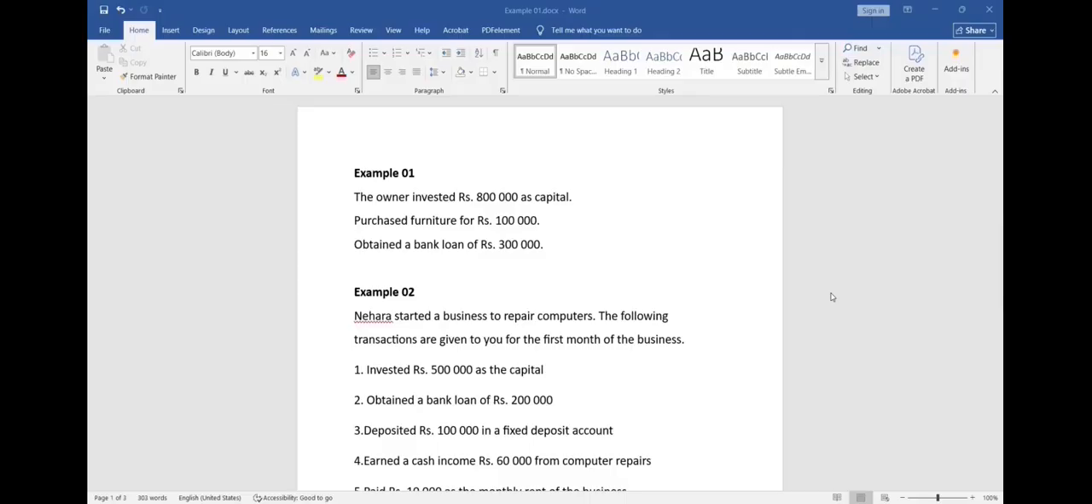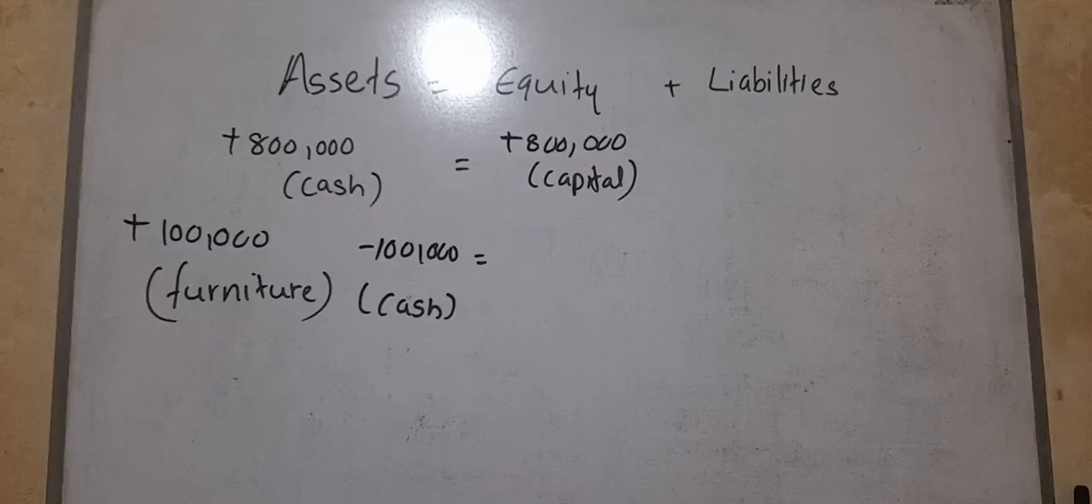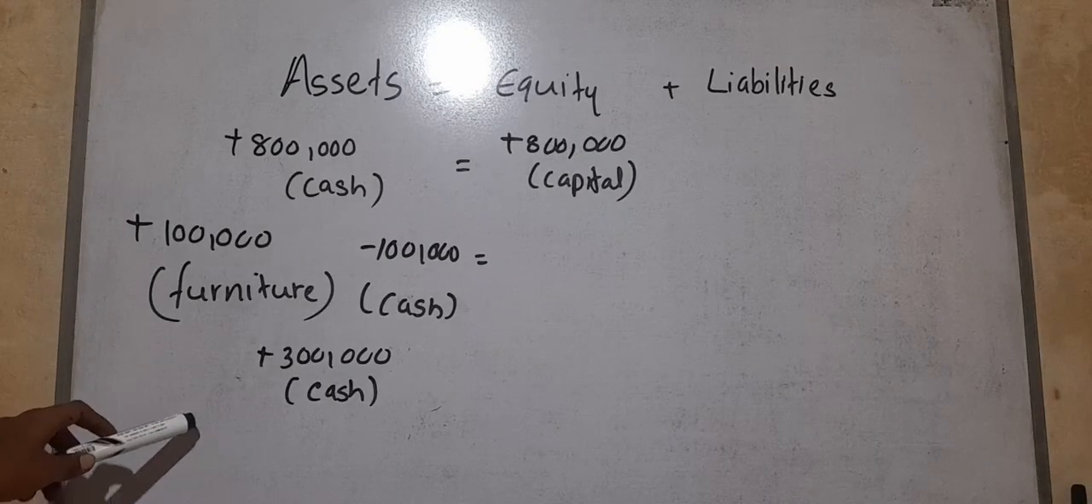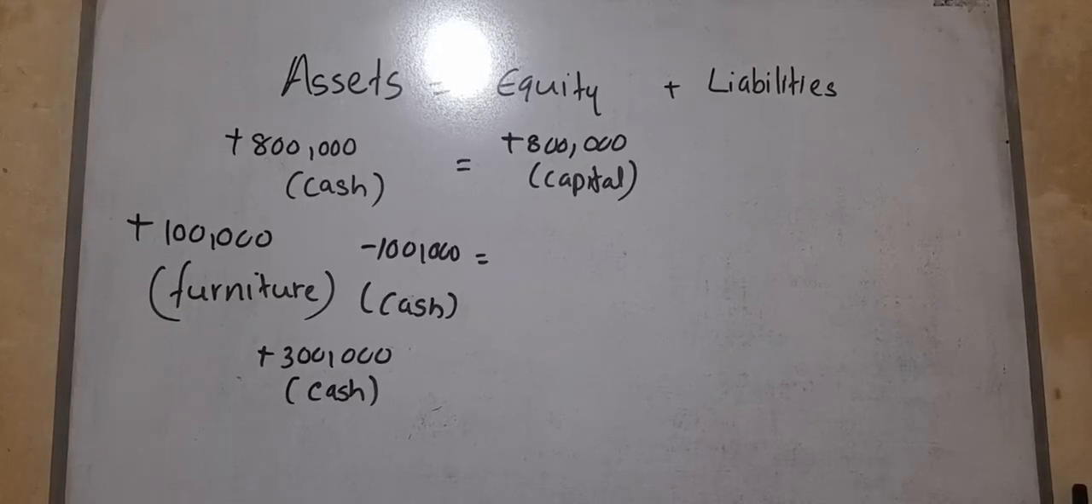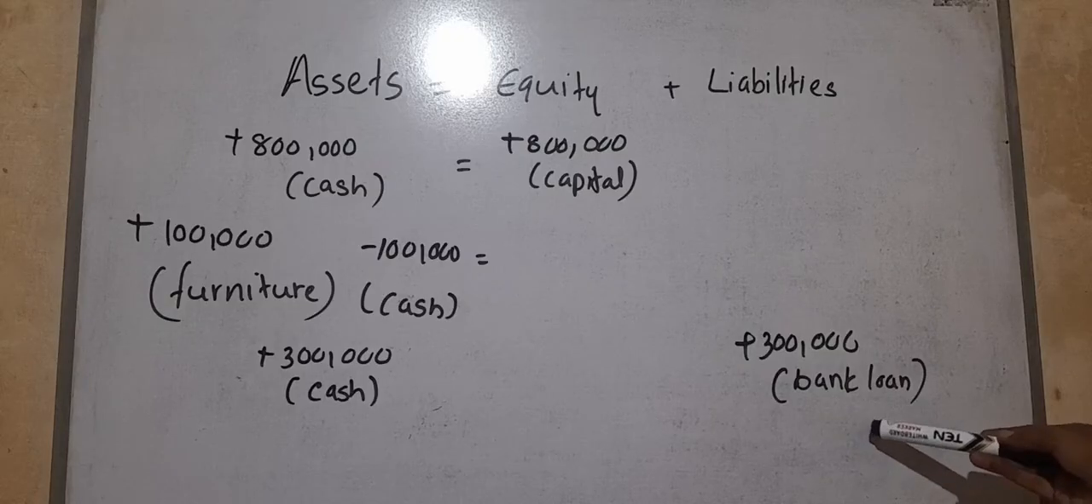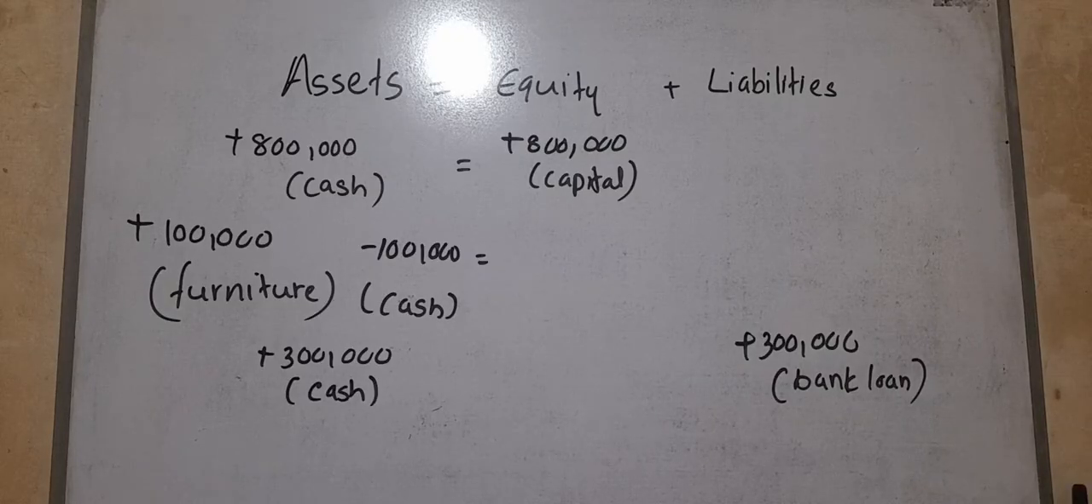Third one, obtain a bank loan of 300,000. Now let's see how to write this transaction in the accounting equation. With the bank loan, we receive money. Then our assets should be increased by 300,000. Now here we receive cash from a bank loan. Now our liability should be increased by 300,000. Now we write it like this, plus 300,000 bank loan.